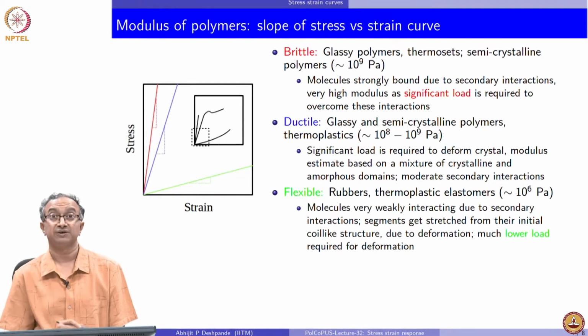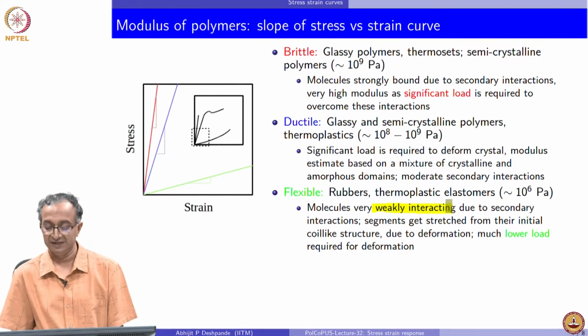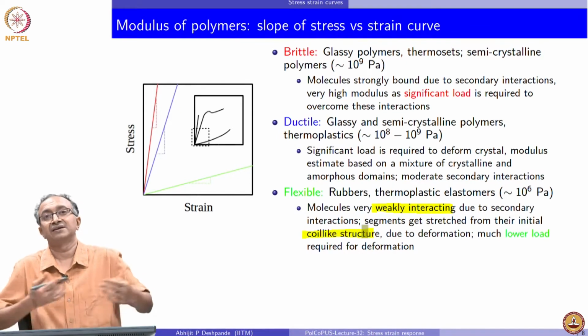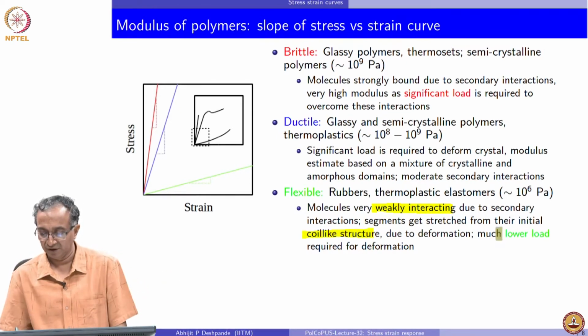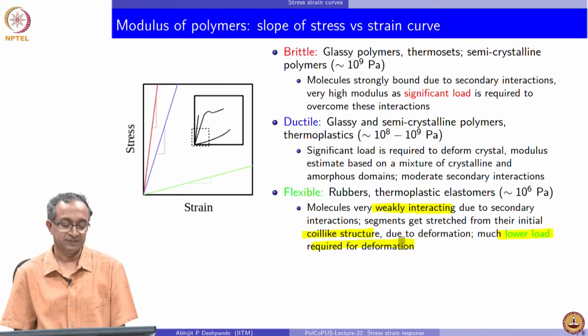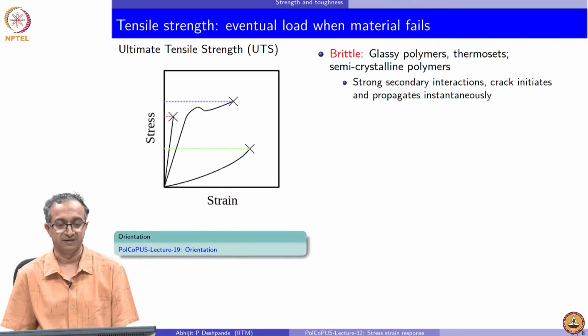And of course, in case of flexible rubber, we have already seen several times that here interactions can almost be ignored, and therefore these are weakly interacting molecules, and from their coil like structure they can deform, and therefore much lower load is required for deformation. So, modulus in general is a strong function of the nature of interactions at small deformation.